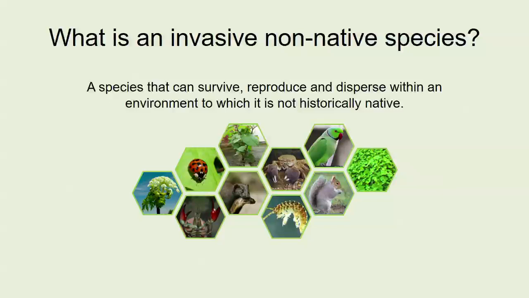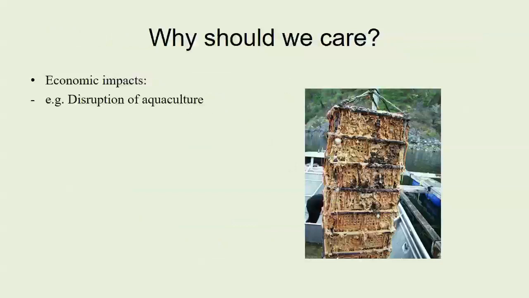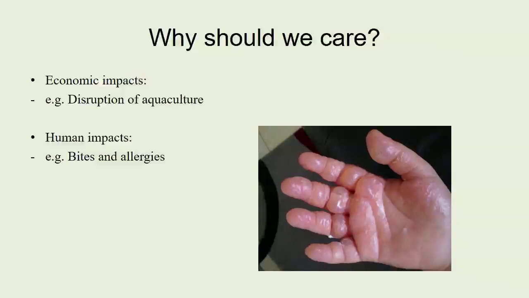These species can impose impacts, and these can be broken down threefold. First, we have economic impacts, for example, the disruption of aquaculture that can be seen by the sea squirt here. Secondly, we have human impacts, such as bites and allergies, and the rather gruesome picture here is from a giant hogweed sap reaction. It's not an allergic reaction, it's a burn.